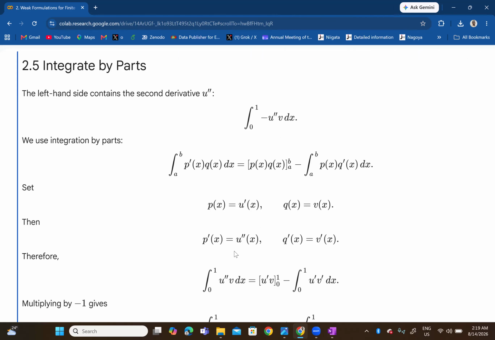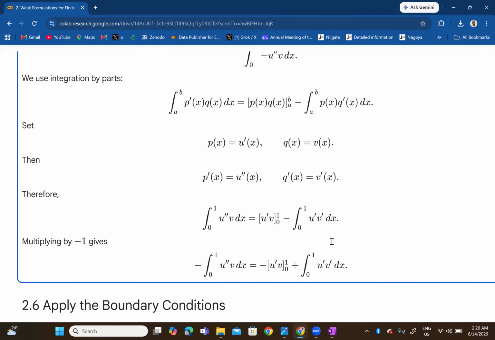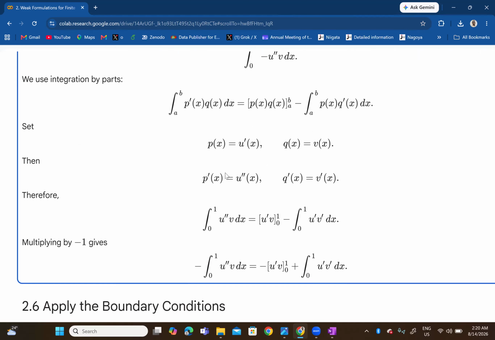So in this case, p prime of x is u prime prime of x, and q prime of x is v prime of x. Because p of x is u prime of x and q of x is v of x, when we differentiate p we get u prime prime of x, and when we differentiate q we get q prime of x, which is v prime of x. So therefore, we can say the integral from 0 to 1 of u prime prime v dx can now become like this.